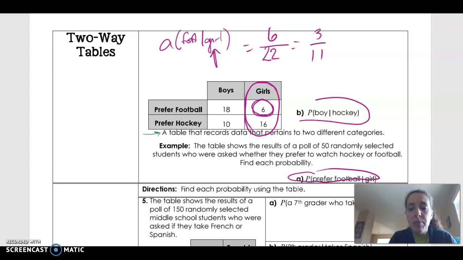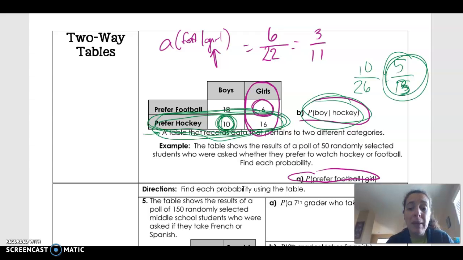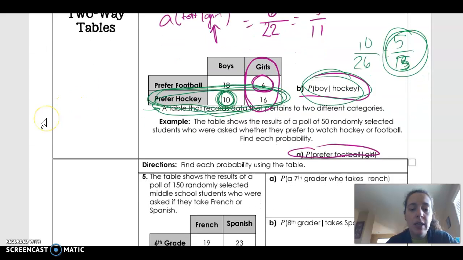Okay, so let's look at this B part. Ooh, and I changed color. There we go. Now we're looking at the probability that it is a boy, given that they prefer hockey. So given that they prefer hockey, it's this group down here, and the probability that it is a boy. I would end up with 10, because 10 of these boys are in this circle, and out of the people that prefer hockey, there's 26 of them, which again, I can simplify this fraction to 5 over 13, so that would be my final probability there. So it's a little bit easier using these two-way tables.